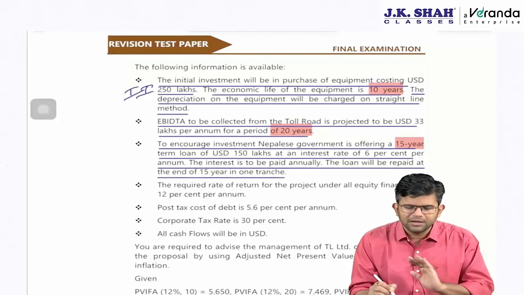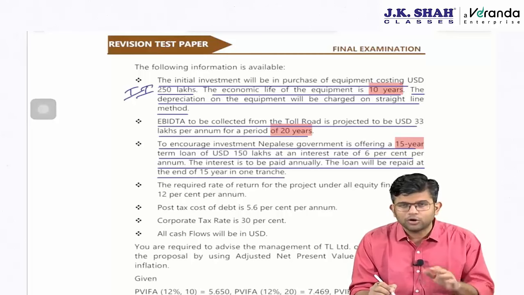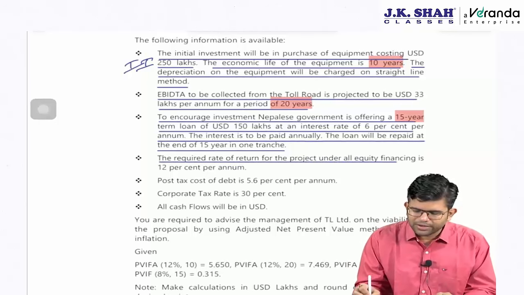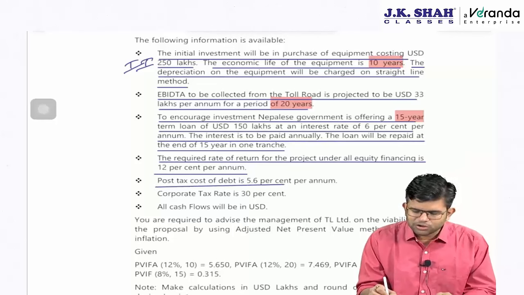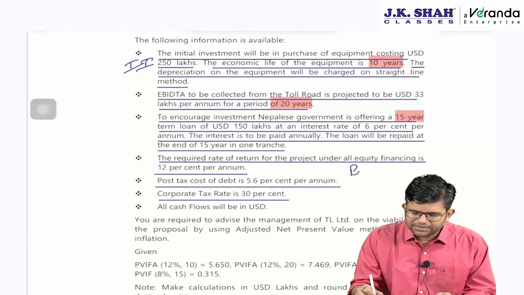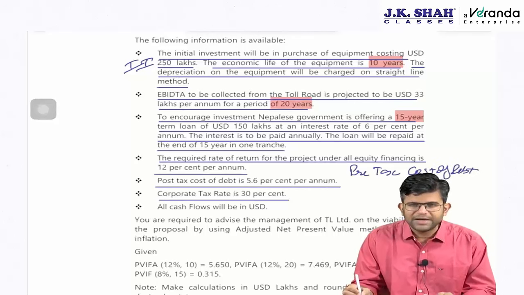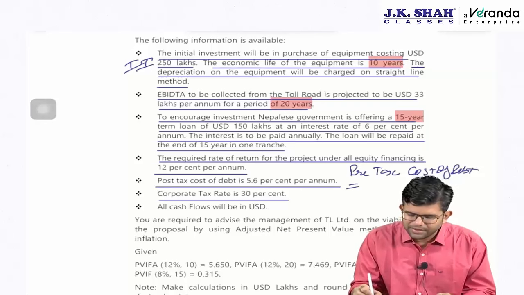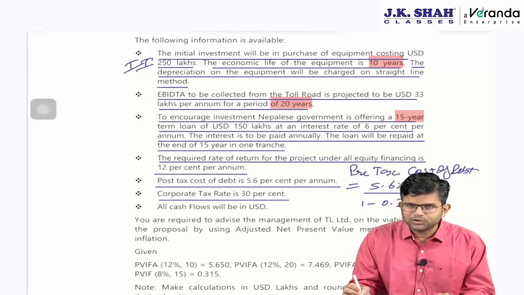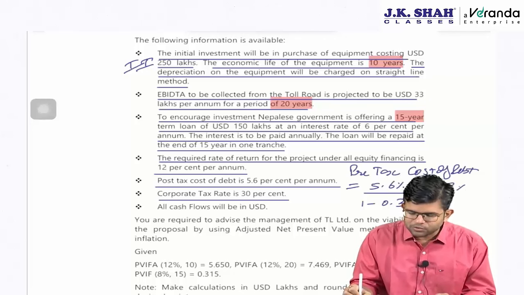At the end of the 15th year, one tranche means one shot, you have to repay the 150 lakh loan. The required rate of return for the project under all equity financing is 12%. Post-tax cost of debt is 5.6%. Tax rate is 30%. Can I say, students, the pre-tax cost of debt, or the pre-tax interest rate, for this company will be 5.6% divided by 1 minus 0.3, correct? Whenever you want to convert anything to pre-tax, you divide by 1 minus t, and this comes to 8%.